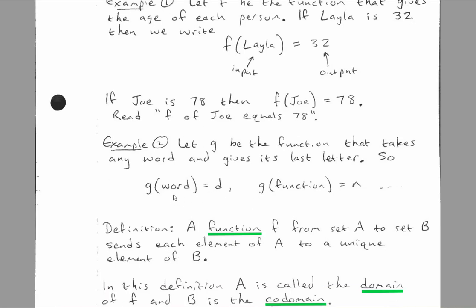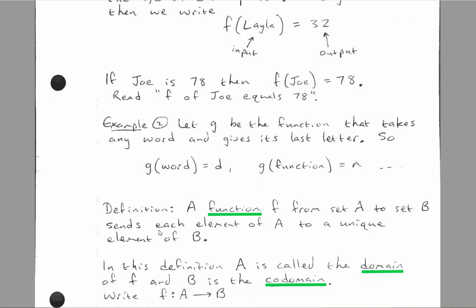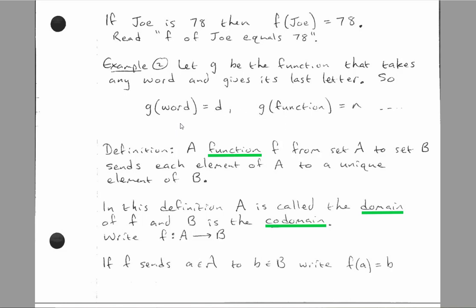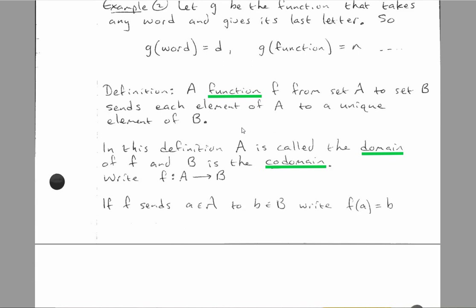And also this one, yes, so here the domain is the set of words. The codomain is a set of letters. And every word gets sent to a unique letter by this function. Okay, so we have the uniqueness. All right, so that's the idea of a function.